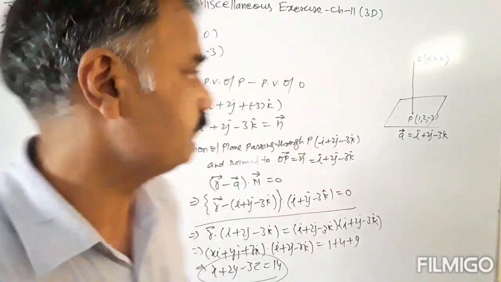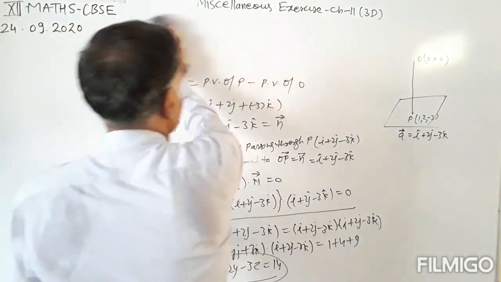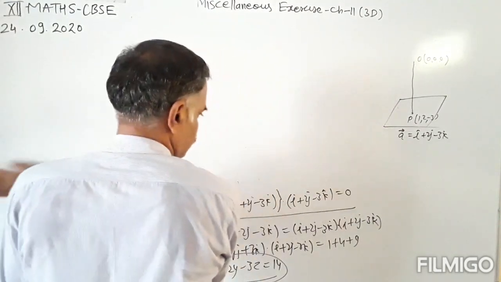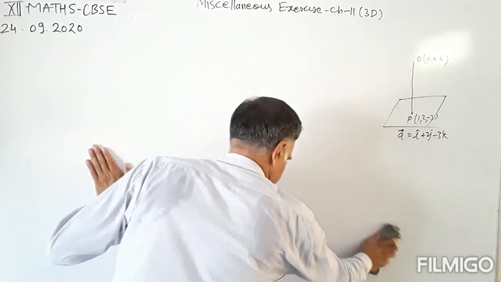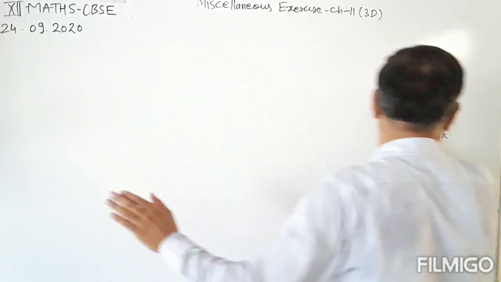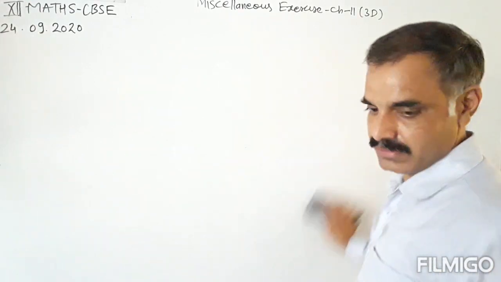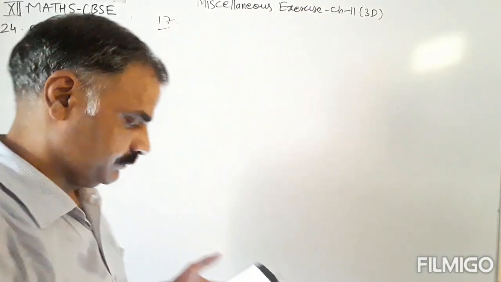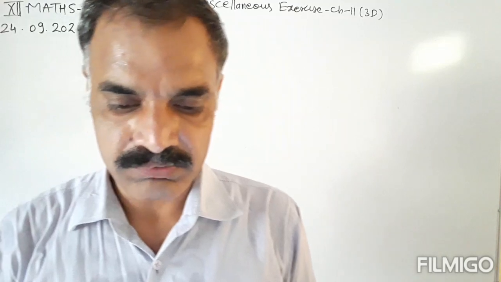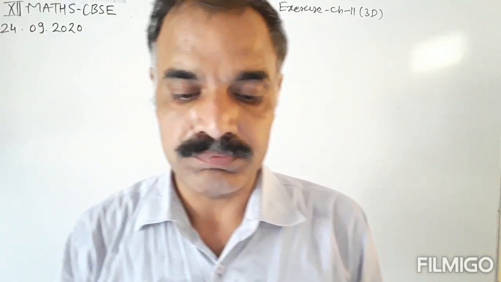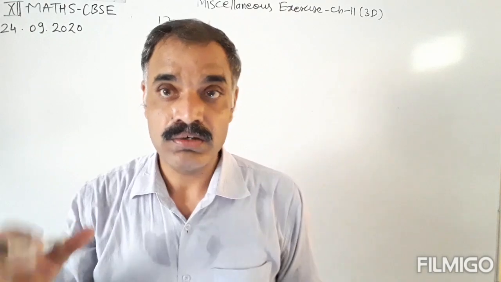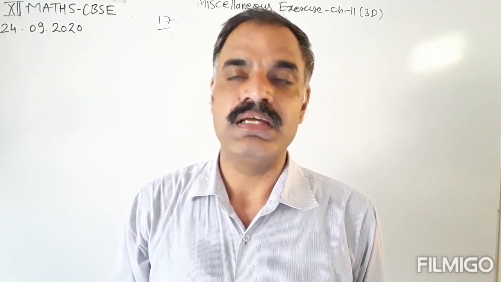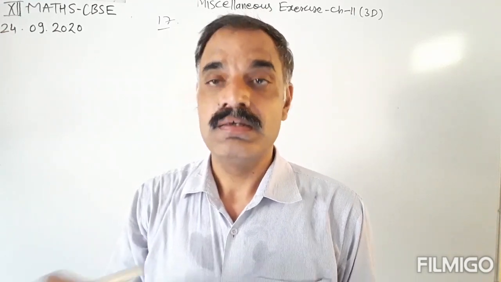Now let us take question number 17 of the miscellaneous exercise on chapter number 11. Question number 17 is: find the equation of the plane which contains the line of intersection of the given planes P1 and P2 and is perpendicular to the plane P3.